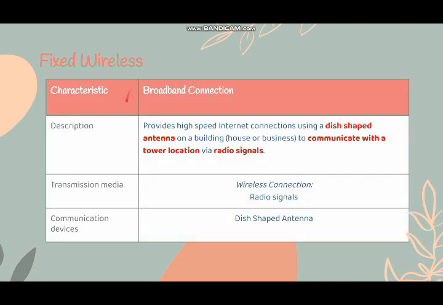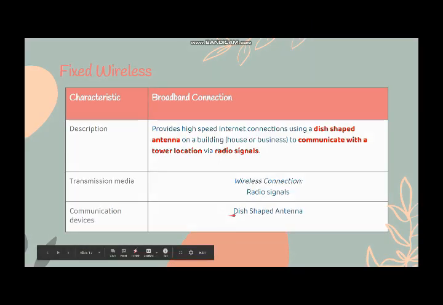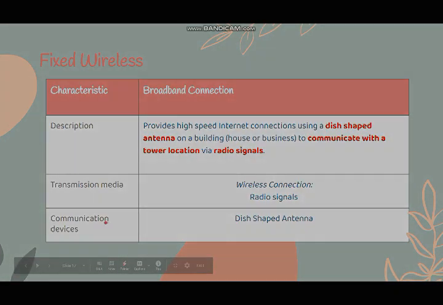Let's now take a look at the next type of broadband connection, which is fixed wireless. So fixed wireless provides a high-speed internet connection using a D-shaped antenna on a building, house or business to communicate with the tower location via radio signals. So the transmission media is a radio signal and the communication device is a D-shaped antenna. Okay, let us watch a commercial to further understand about the fixed wireless.